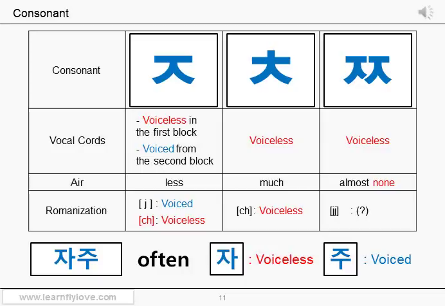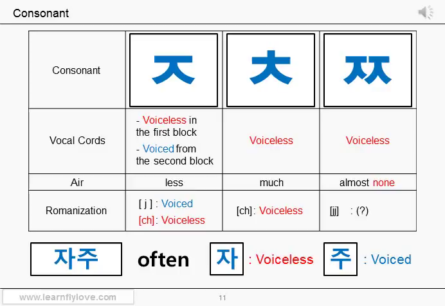If it's really hard to pronounce the first 치 sound, just pronounce J sound instead. Like 자주. It will help you communicate much better than pronouncing it 자주 with a CH sound. Because 자주 with CH sound means a different word.